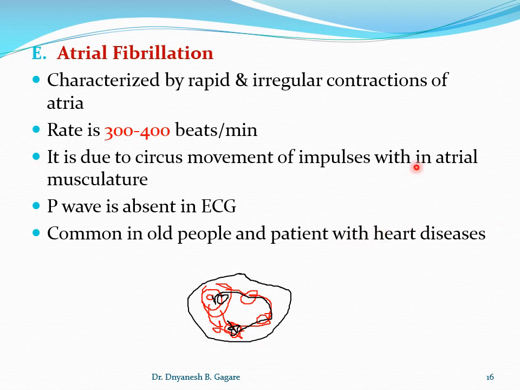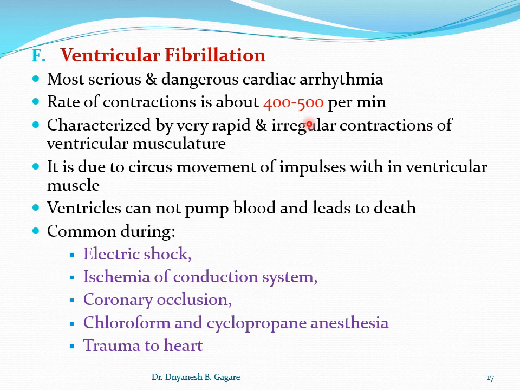Okay, now the next slide is ventricular fibrillation. So what is ventricular fibrillation? Same thing, it happens in the ventricle, and it is the most serious and dangerous cardiac arrhythmia. Why is it called the most serious and dangerous? If it is in the atria, then there is not that much problem, because irregular contraction of the atria takes place and blood still comes into the ventricle. But if it is in the ventricle, then there is no effective pumping of the ventricle.